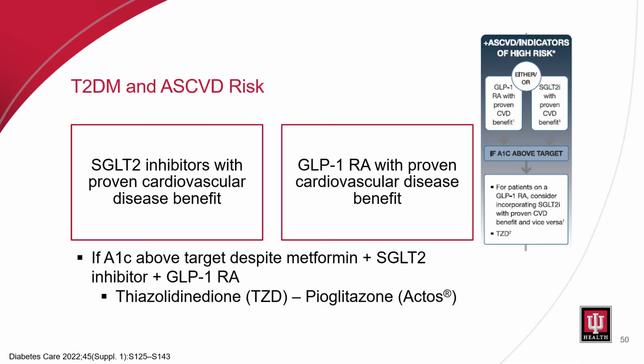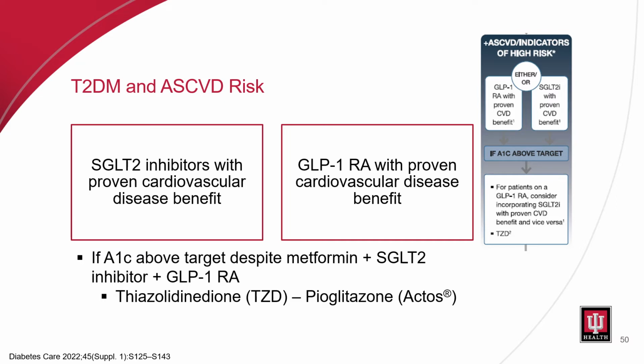Then talking about our third disease state which we consider when choosing therapy, our ASCVD risk for patients with type 2 diabetes. In these instances, we choose either an SGLT2 inhibitor with proven cardiovascular disease benefit, and just to reiterate, this is empagliflozin or canagliflozin, or a GLP-1 receptor agonist with proven cardiovascular disease benefit, which is dulaglutide, liraglutide, or semaglutide injectable formulation.